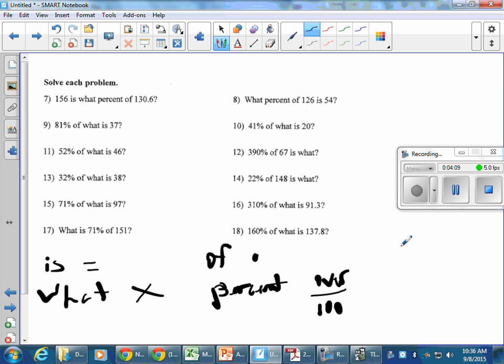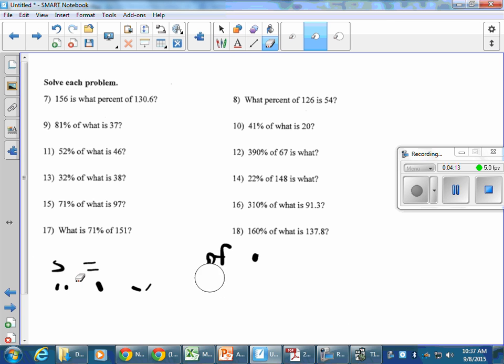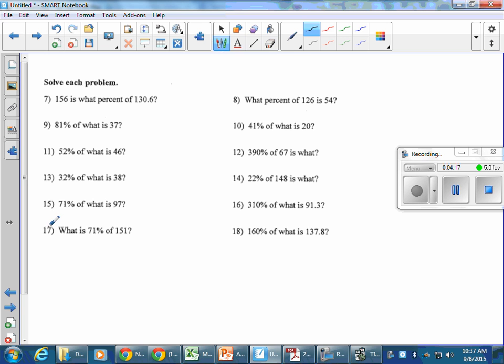Alright, so if we take a look at some of these problems, like number 7. I think I did number 7 in most classes today, but I'll go ahead and do it again. It says 156, so I'm just going to write down 156 is, so I'm going to put equals, what percent would be X over 100, of, that means times, 130.6.